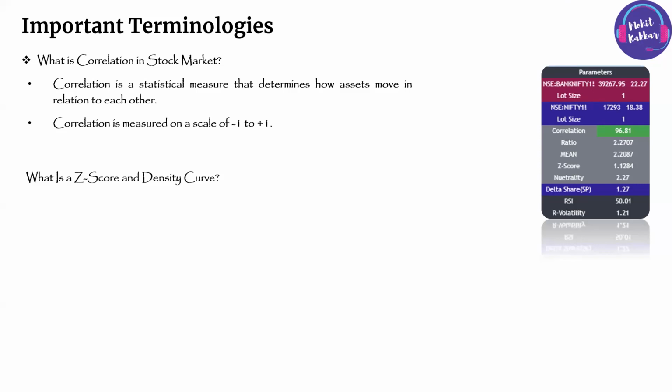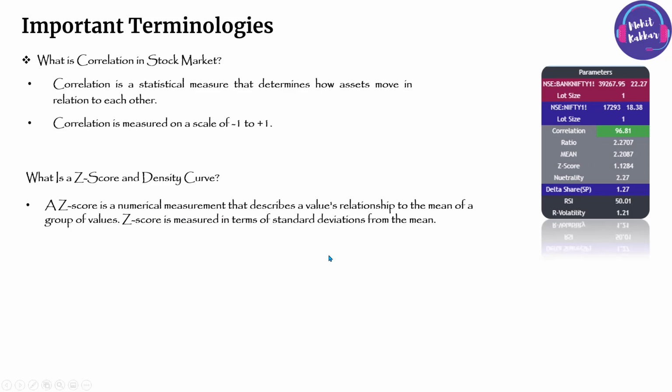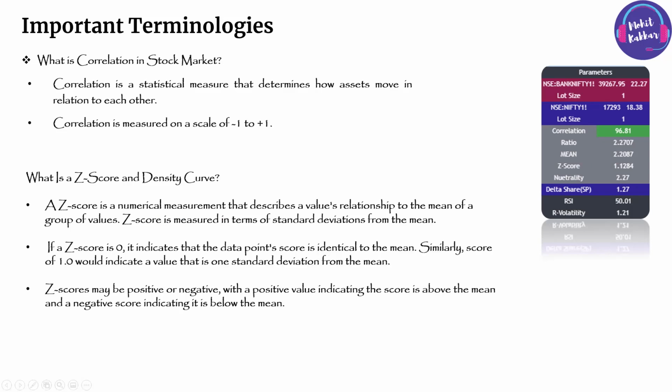Okay. What is a Z-score? Z-score is something here, as you see, 1.12. It tells you how far your current value is from the mean. This is the formula: X minus mu divided by the standard deviation. X is the current ratio, minus mu is the mean, let's say the 365-day annual mean, divided by the standard deviation of this.